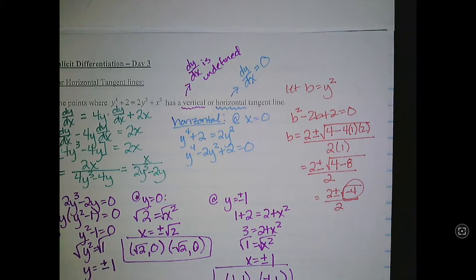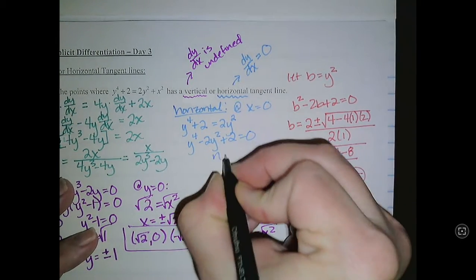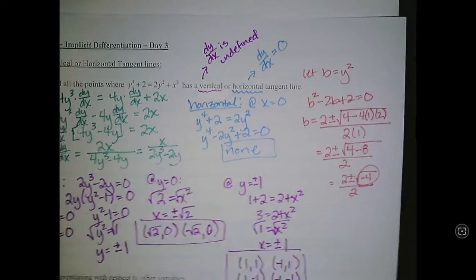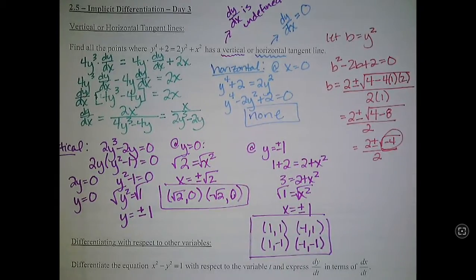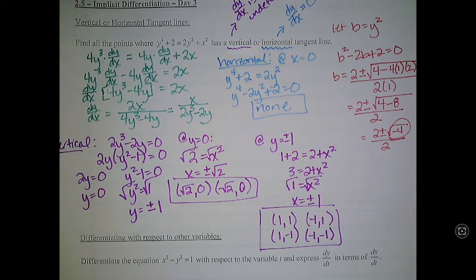So we don't have any points. We have a possibility of an x value of 0, but if we put 0 in for x, we don't get any real solutions, which means that there are no points on this graph where we could have a horizontal tangent line. So 6 possible points with a vertical tangent line, no points with a horizontal tangent line.